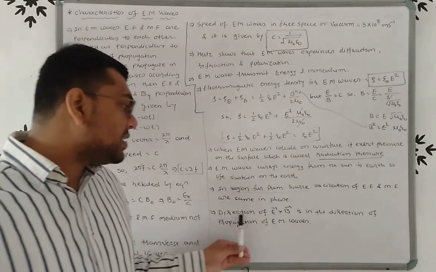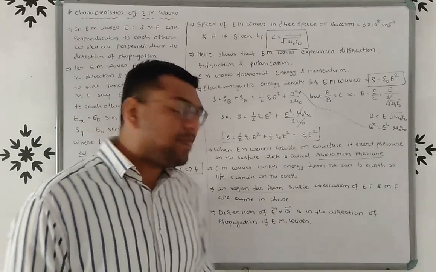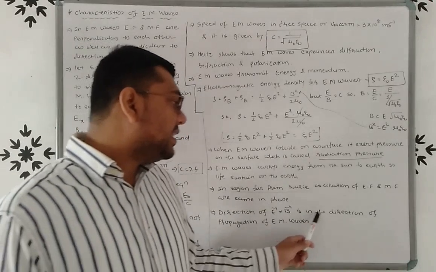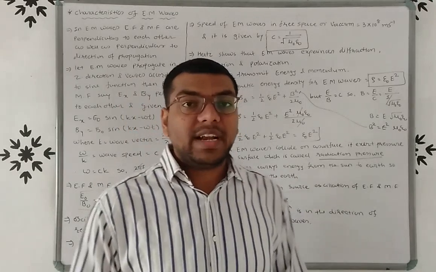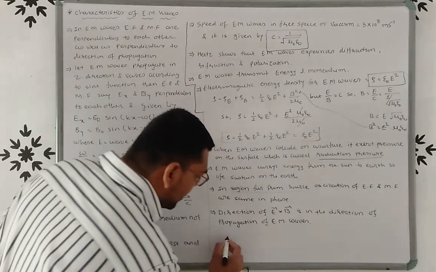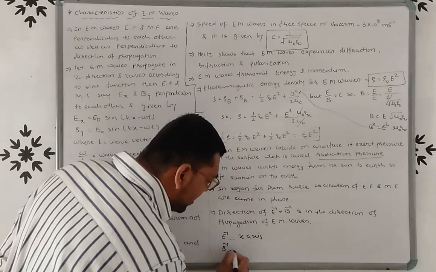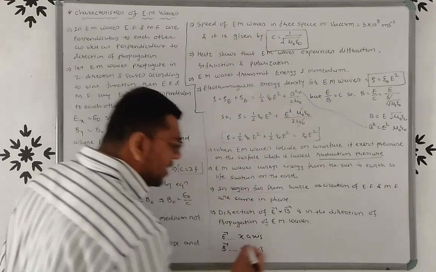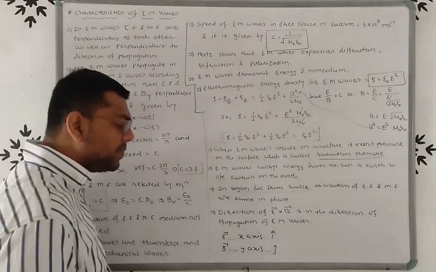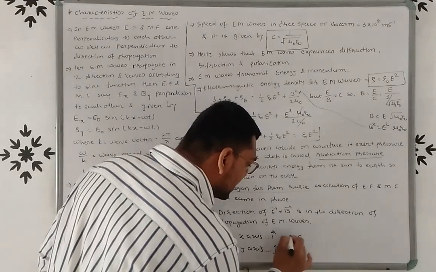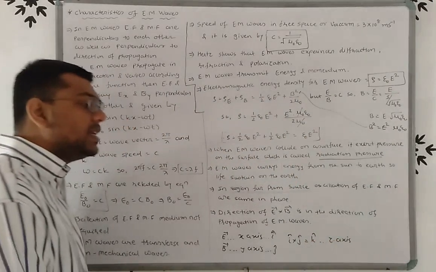Last point, the direction of E cross B, right? The vector product between the electric field and magnetic field, E cross B, is in the direction of propagation of EM waves, right? So here we can prove that if the electric field is along the x-axis and the magnetic field is along the y-axis, the unit vector of the x-axis is i cap and the unit vector of the y-axis is j cap. So we know that i cross j is equal to k cap. That is the unit vector of the z-axis, right?